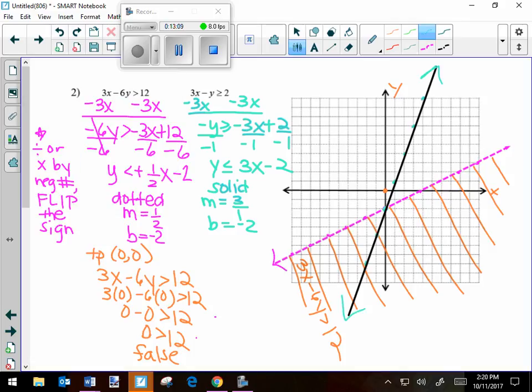I need a test point. I can use 0, 0 again in this case. Please notice 0, 0 is not on the line. So when I test point with 0, 0, I have 3x minus y greater than or equal to 2.